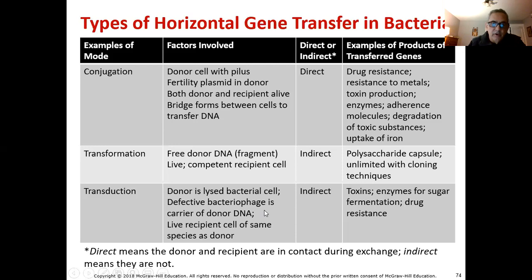Transduction actually occurs with viruses that infect bacteria. They can pick up genes from the bacteria and infect another bacteria and transfer the genes. Some toxins are transferred this way, enzymes for sugar fermentation, and drug resistance.